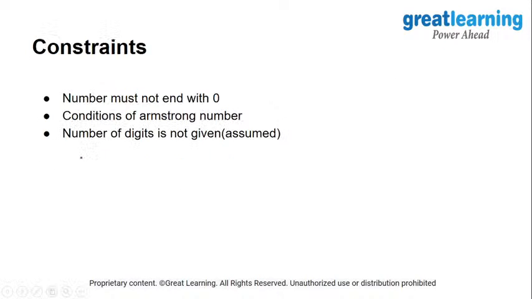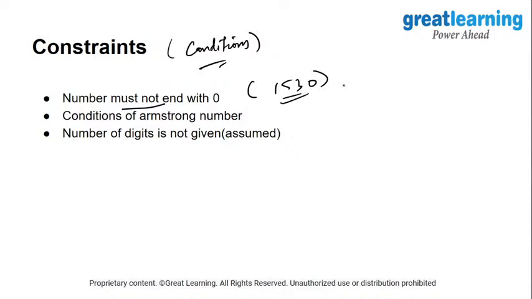Great. So now let's get started with the constraints. People were asking, what are the conditions? What are the constraints? What do you mean by constraint? Constraint means simple conditions. What are the conditions? That a number must not end with 0. So this 153, if this is a number, then you won't be able to solve it otherwise, and it has been given to you that this number will never be such a number which ends with 0.